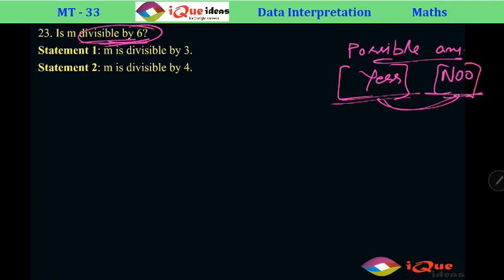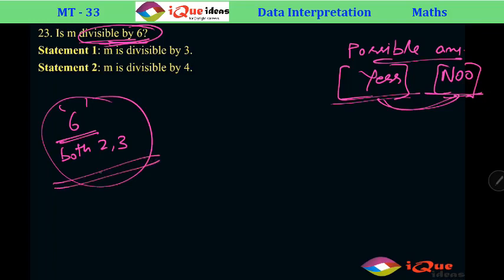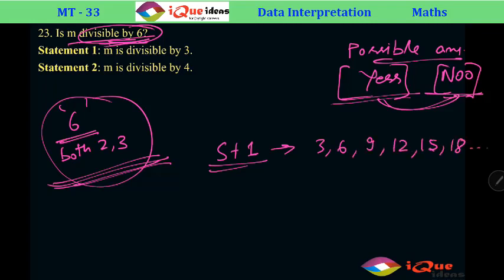Now look at this question. It says, is M divisible by 6? For a number to be divisible by 6, the number should be divisible by both 2 and 3. Right? All that we have talked about till now is based on the statement of the question itself. Now look at statement 1. Statement 1 says that the number is divisible by 3. Now what are the numbers divisible by 3? The numbers divisible by 3 are 3, 6, 9, 12, 15, 18. Now what does it mean? This means these numbers may be divisible by 6, but may not be divisible by 6 also. So the first statement alone is not sufficient to give us a definite answer, yes or no.